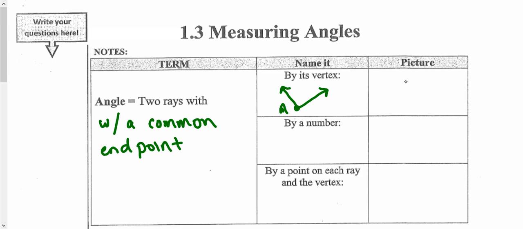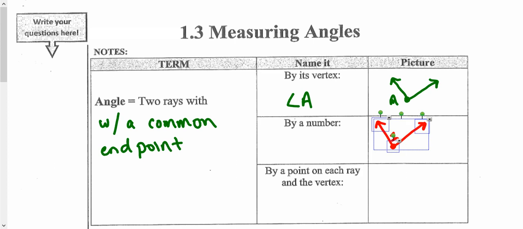We can realize that my picture is supposed to be over here. We can call this angle A. We can do the same thing using a number. So again, I'm just drawing an angle here, and the number, let's say I use the number 1, will go on the inside of the angle. Okay, so there we go, like that, and we'll call this angle 1.